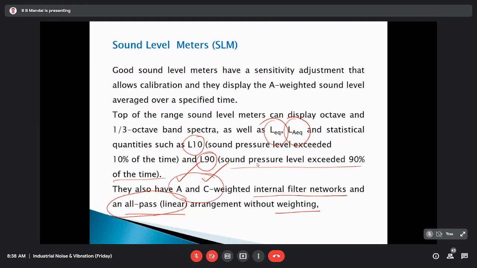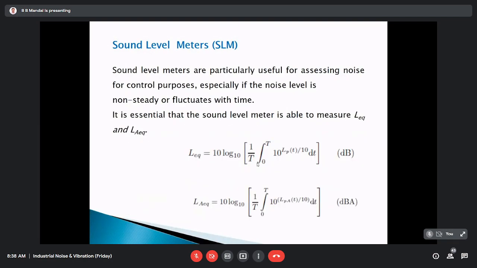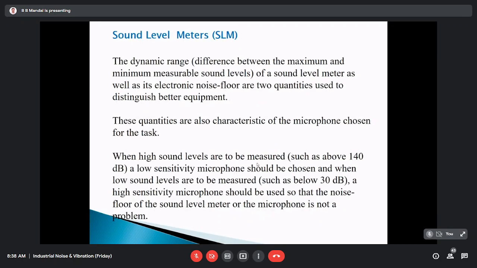So these things will be done by weighting filters. I have shown the difference between LEQ and LAEQ. Now, when very high sound levels are to be measured, such as above 140 dB, a low sensitivity microphone should be chosen, because if you make it highly sensitive, then the microphone can even get damaged.